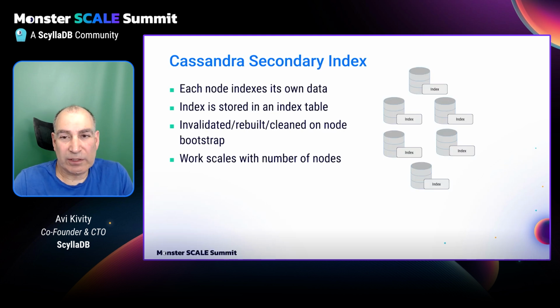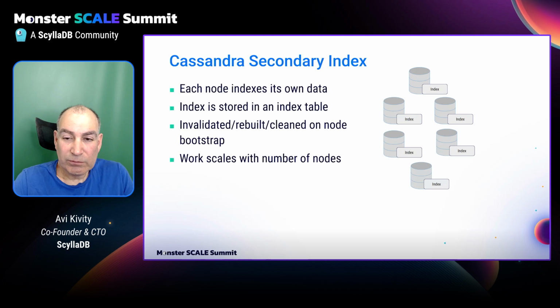So let's look at Cassandra secondary index. It's a fairly old technology from the early days of Cassandra. And here, each node is responsible for indexing its own data. So you have your main table, and you also have an index table, which is local to the node. It's not a distributed table. And if you add a node, then you have to rebuild the index on that new node, and you have to clean the index on the other nodes in the system. So there's some maintenance involved.